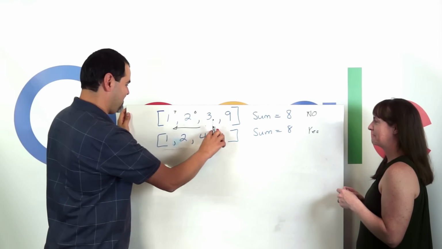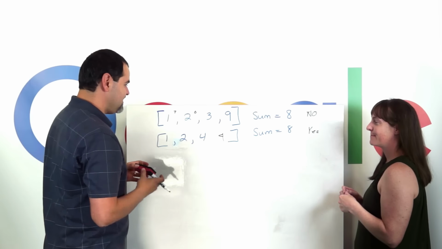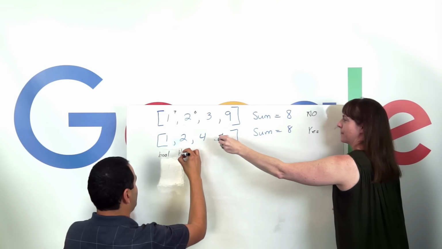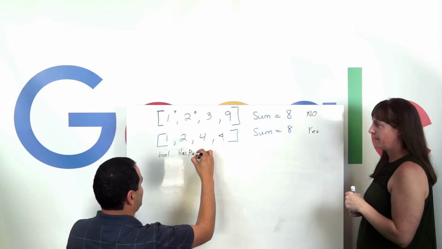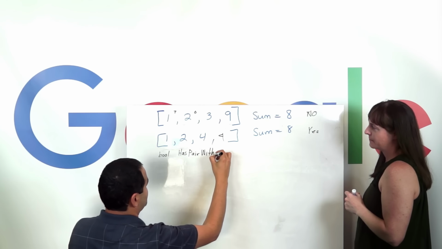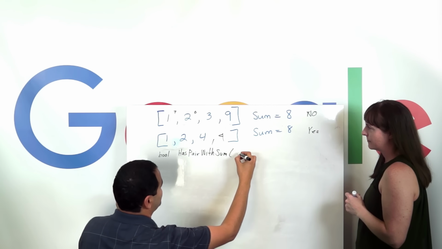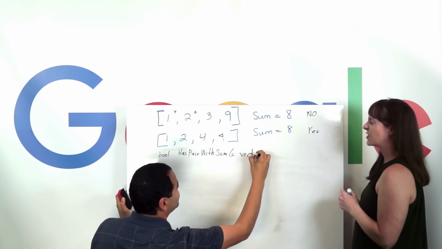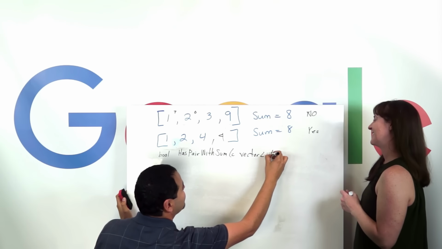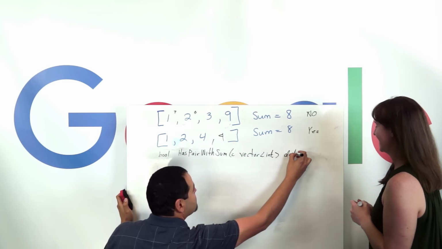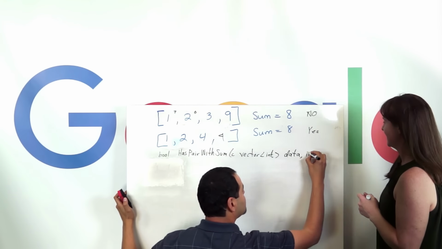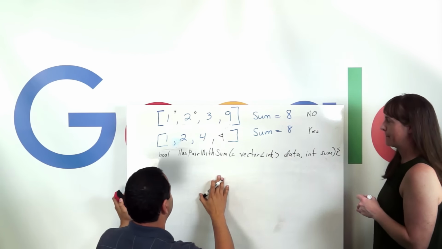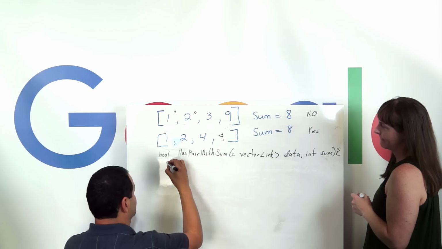Okay, very well. So let's see. Good catch. Like I was saying, bool has a pair with sum, with my const vector of data, and then my int sum. Okay. So I need a hash set. In C++, that's an unordered set.